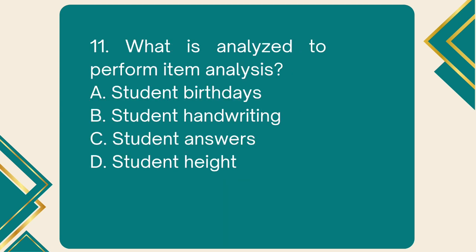And for the next question, number 11, what is analyzed to perform item analysis? A. Student birthdays. B. Student handwritings. C. Student answers. And D. Students' height. And the correct answer is letter C, student answers. We can use the actual test responses.